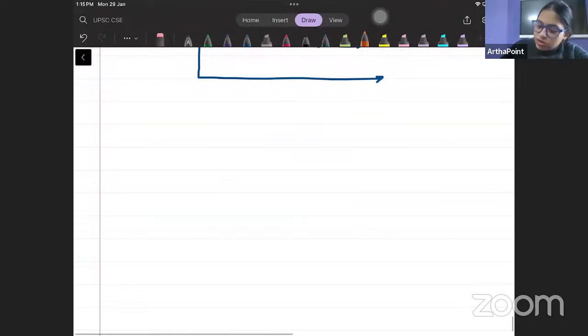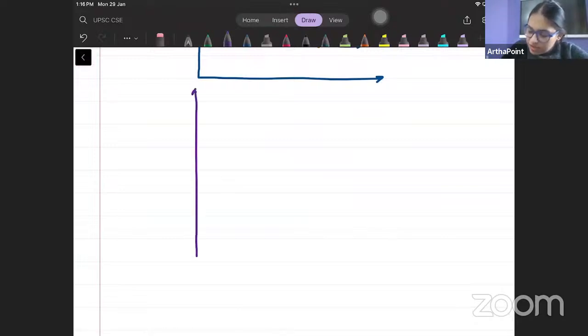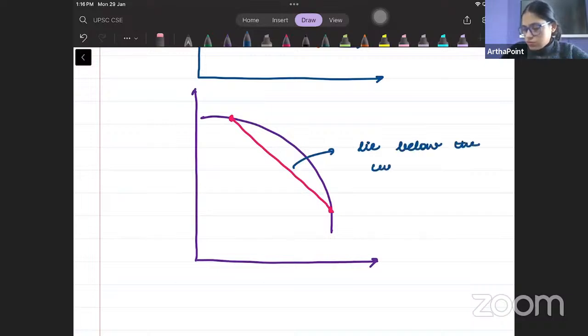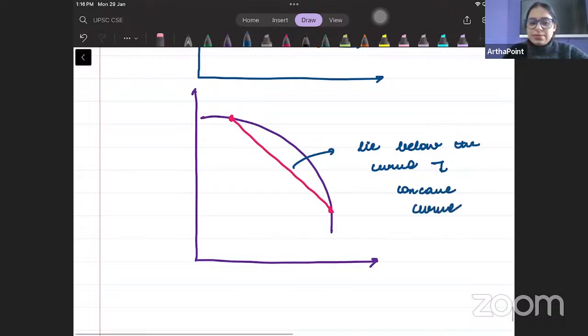Right? Look here. I am taking a curve. I am taking 2 points on the curve. I am joining it with a line segment. The line is lying below the curve, na? So when the line will lie below the curve, then we will say it is a concave curve. Clear, Vibhat? This is mathematically, part A.